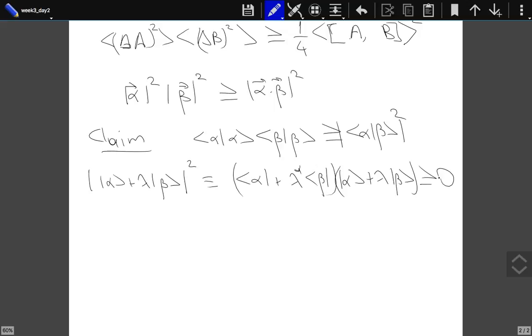Now let's find the minimum value of this left-hand side, for which value of lambda the left-hand side is a minimum. That minimum should still be larger than 0. To find the minimum, let's take its derivative with respect to lambda.